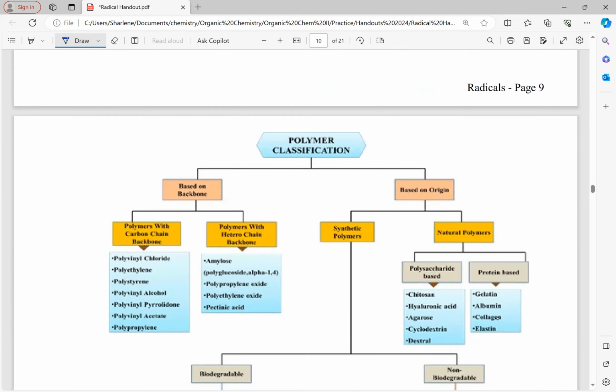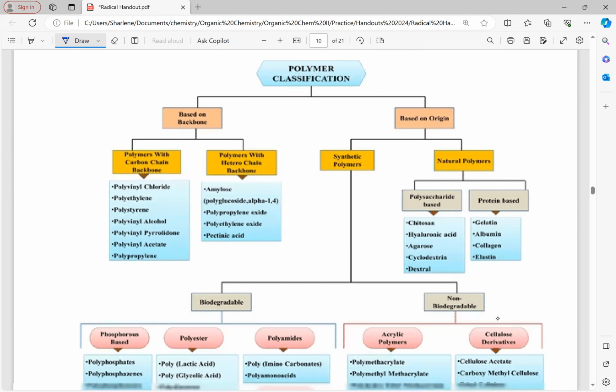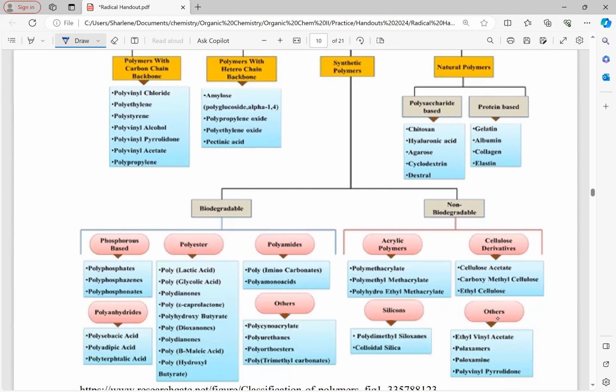And then I thought this was actually a nice thing. I printed one of these for me because it kind of just breaks it down. Is it based on the backbone or is it based on the origin? It was just a nice list that I thought you'd like.